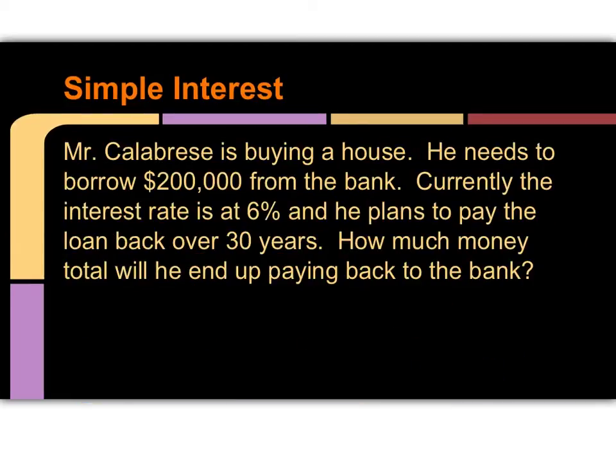In our last example, Mr. Calabrese is buying a house. He needs to borrow $200,000 from the bank. Currently, the interest rate is at 6%, and he plans to pay the loan back over 30 years. How much money total will he end up paying back to the bank? Try this on your own, and then hit play to see if you're correct.